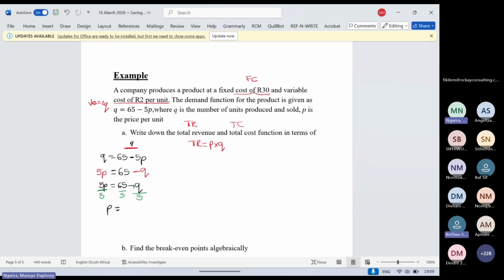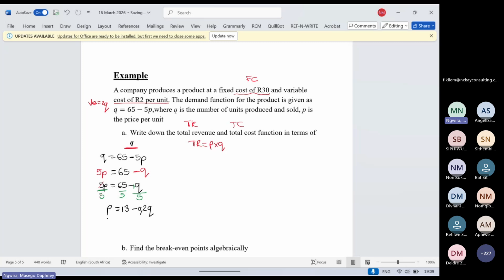What is 65 divided by 5? 13. Okay. This will be 13. And then minus 1 over 5. 1 divided by 5 is 0.2. Minus 0.2Q.